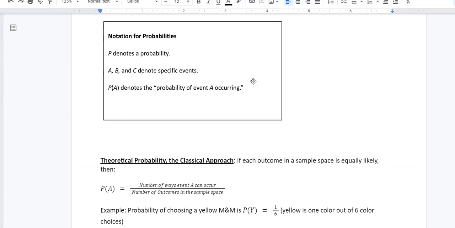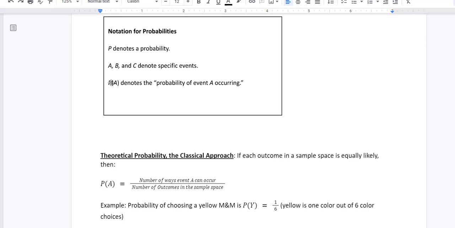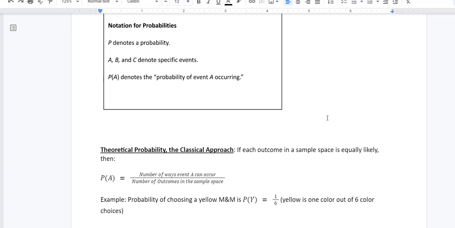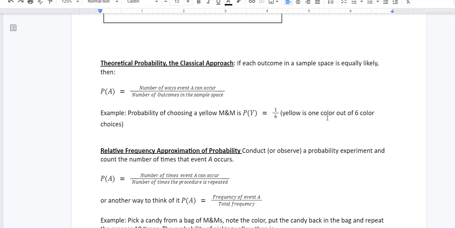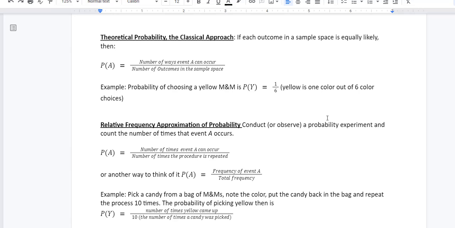Some notation: we're going to denote P of A as the probability of the event A occurring. Now we're going to get into the definitions of some different probabilities. The classical approach, also called theoretical probability: if each outcome in a sample space is equally likely, then the probability of event A occurring is the number of ways the event A can occur divided by the number of outcomes in the sample space.